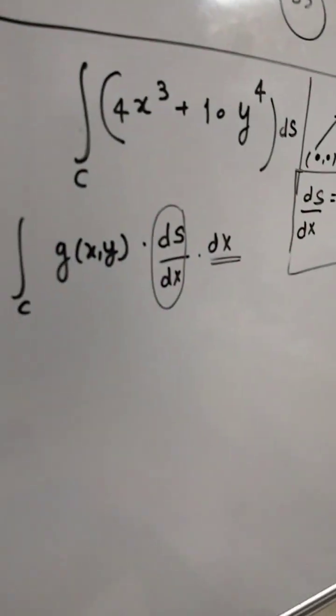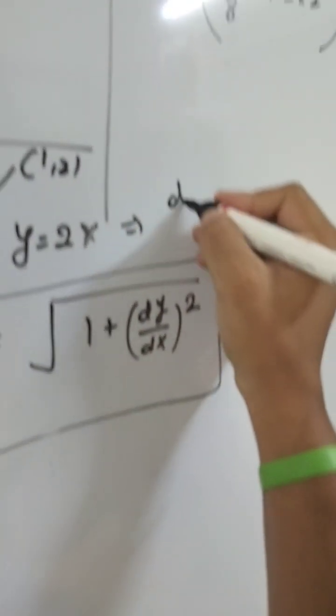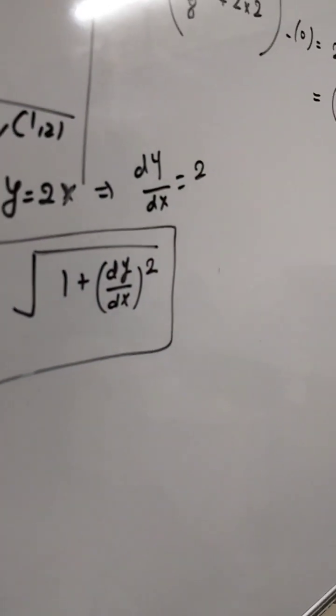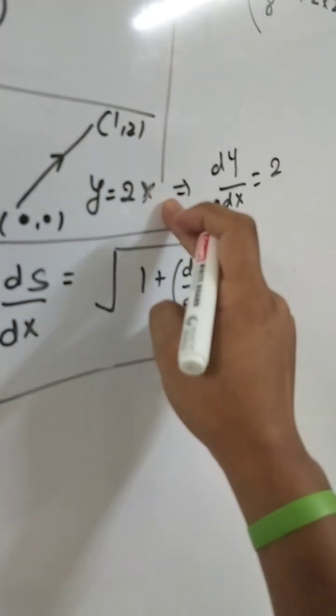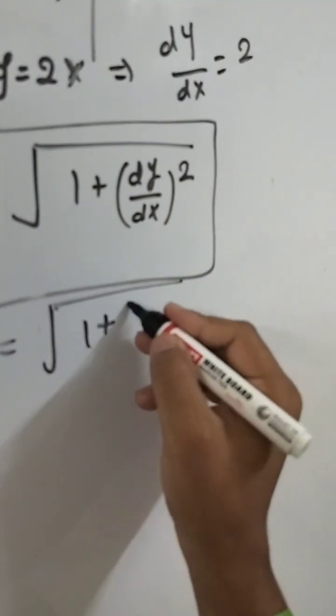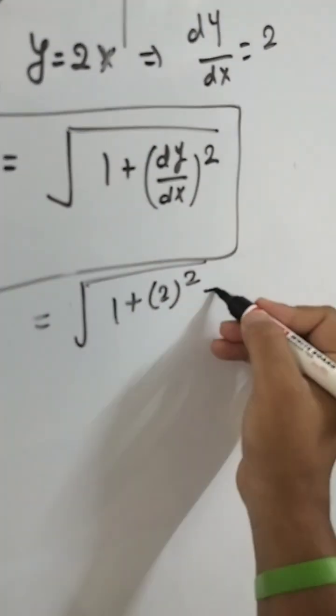But now what is ds? Okay. See, this was y equals 2x. So what will be dy by dx? It will be 2. Okay. dy by dx will be 2. So what will ds by dx be? Square root of 1 plus 2 whole square. 2 square is 4, plus 1, that will be square root of 5.